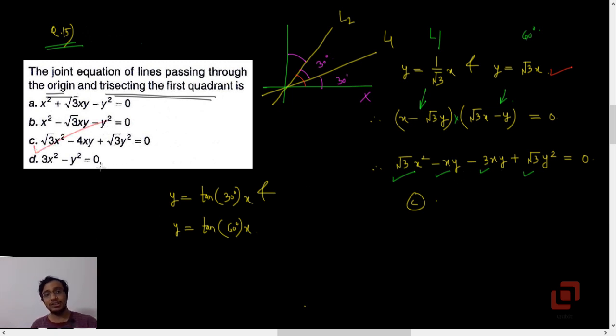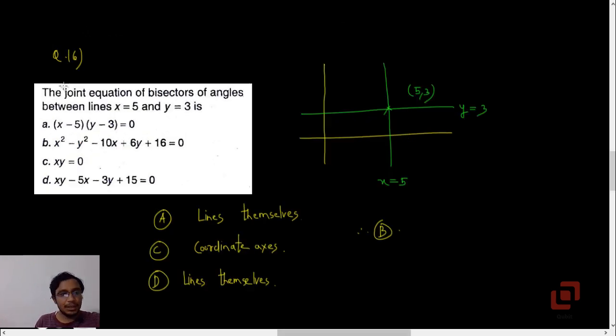A very simple question, but you should first understand what trisecting the first quadrant means. So question 15, option C. Now let's go to question number 16. To solve 16, I have used the method of elimination of the options. The joint equation of bisectors of angles between the lines x equal to 5 and y equal to 3 is, and we have 4 options with us.